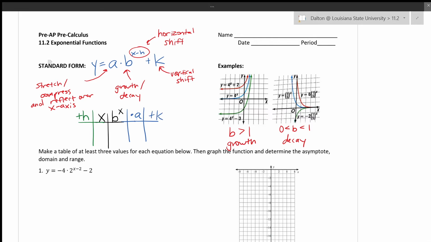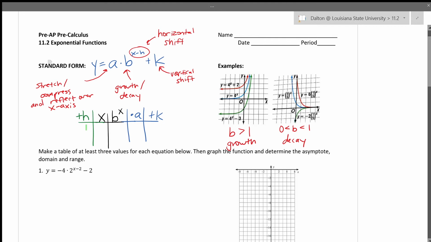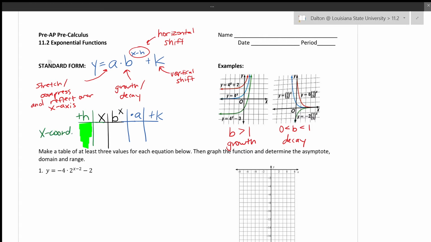And so basically what happens is all of the numbers that end up in this far left column are going to be your x coordinates to the ordered pairs. And all of the numbers in the far right k column are going to be the y coordinates to the ordered pairs that we're going to graph.